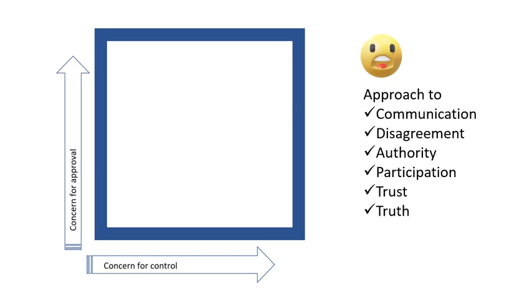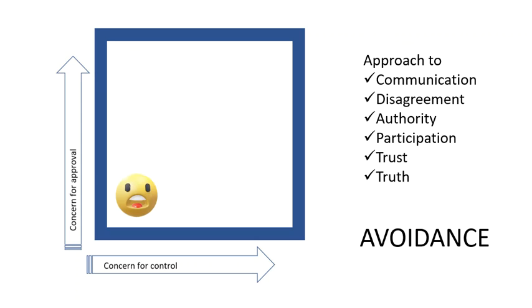So let's take a look at the different approaches. Let's assume for a moment that I am your principal. Suppose that I have, as your principal, a low concern for control and a low concern for approval. I often compare this to a principal who has been around for a while and just wants to hang on to retirement. And we know that I have probably retired even though I'm still working. So this is avoidance behavior.